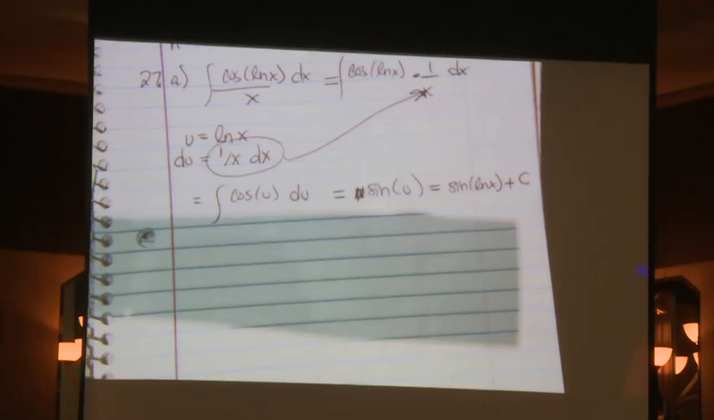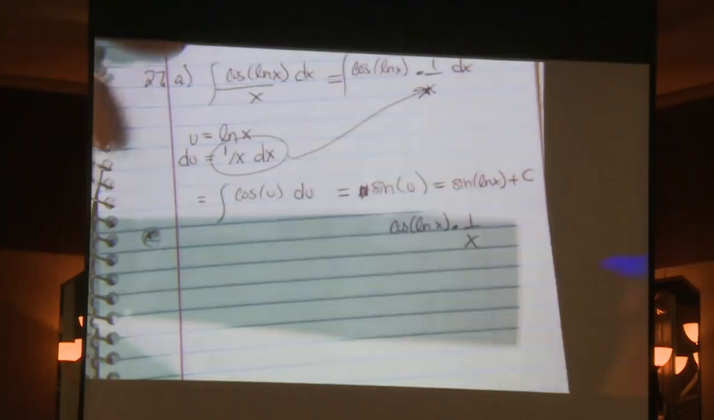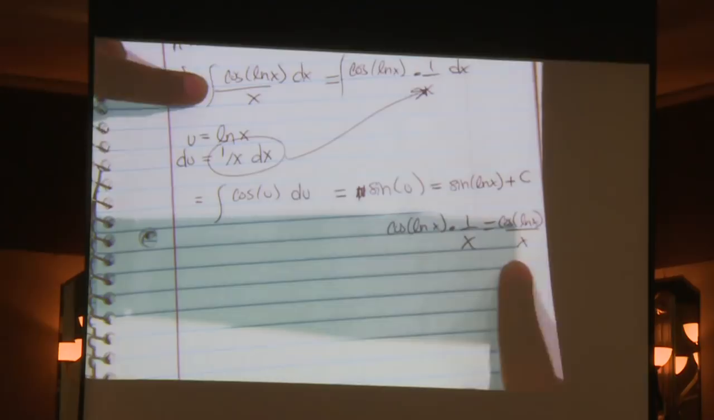And if you want to double check yourself, just take the derivative. We would do that using chain rule. So it would be cosine of ln of x times the derivative of the inside. The derivative of ln of x is 1 over x. And that gives me the exact same thing that I had before. Questions?